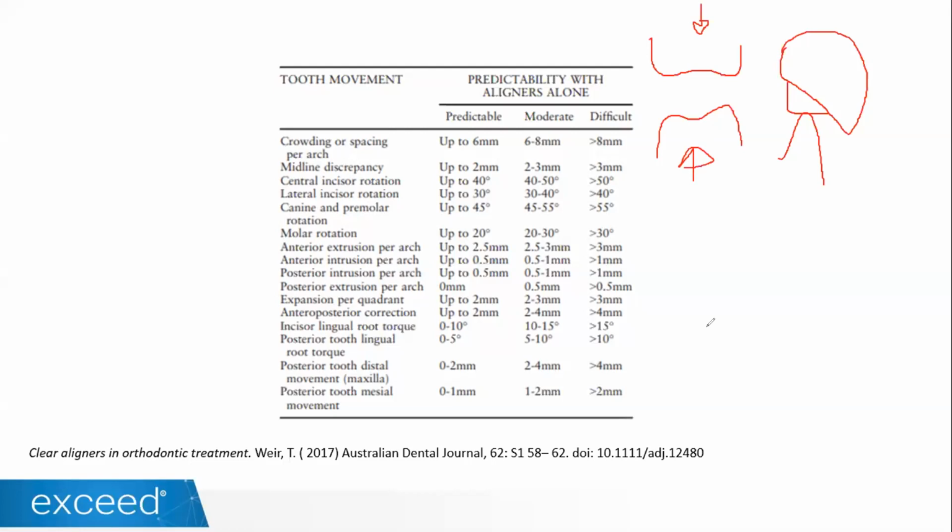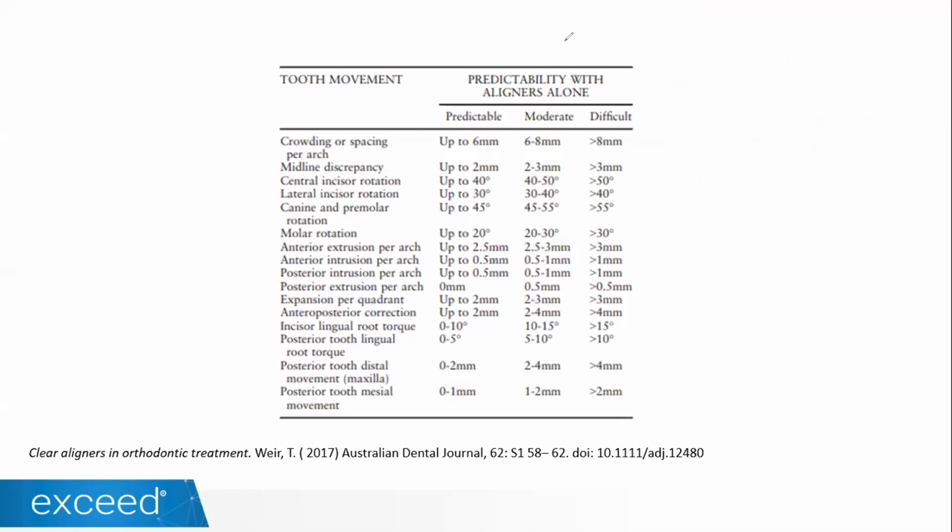And here is where I was telling you that when you get more experience, you are not going to worry about the predictable values of movement. Let's say I need to extrude those molars 2 millimeters, 1 millimeter upper, 1 millimeter lower. In those situations, I just bond a button on the molar, and I can use a box elastic, a triangular elastic, however you want, and put an elastic, and you can be completely sure that that 1 millimeter of extrusion in each tooth is going to happen in 1-2 months very easily. This is because I'm liberating those teeth from occlusion and I'm using elastics. This is something we are going to be able to do with our clinical experience later.